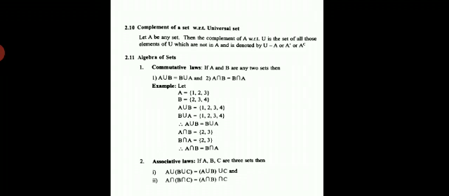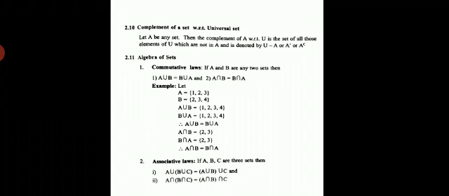Algebra of sets we will see now. In that we see some laws. They are commutative law, associative law, distributive law. So first one is commutative law. If A and B are any two sets, then these two properties hold good for both union as well as intersection. They are A union B is equals to B union A, and second one, A intersection B will be equals to B intersection A.